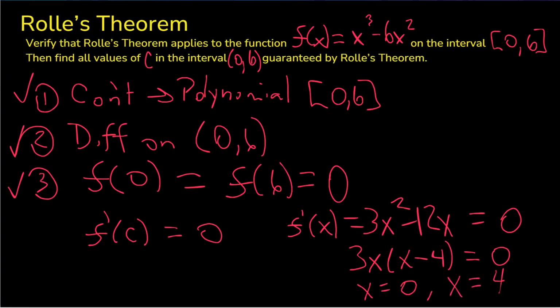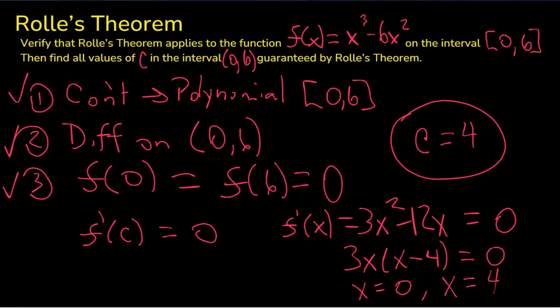Now, an important point here is that the c value guaranteed by Rolle's theorem is only 4, not also 0, because remember, the conclusion of Rolle's theorem is that the c value is on the open interval, in this case 0 to 6, so it's in between the endpoints. So even though we got two values, you only report the values that exist on the interval.